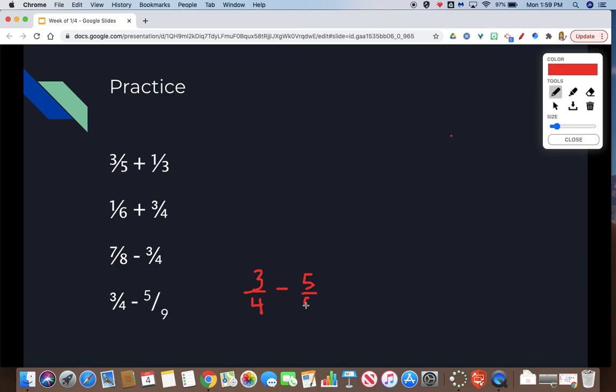We want to start by finding a common denominator for 4 and 9. I think the best we can do here is just multiply them by each other. There's not a multiple besides 36 or before 36 that these two numbers share. Remember to multiply your numerators by the same value you're multiplying the denominator by, and you should end up with 27/36 minus 20/36.